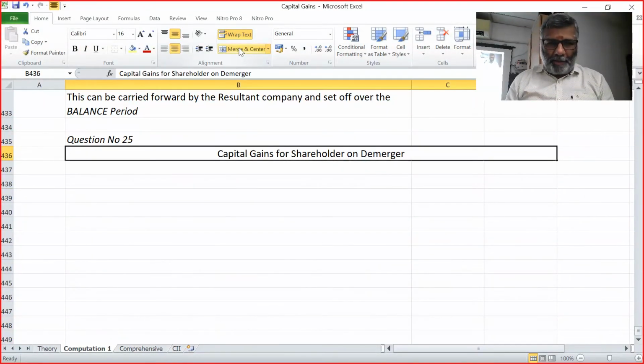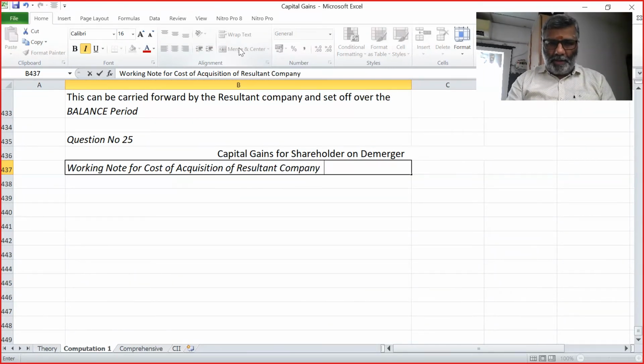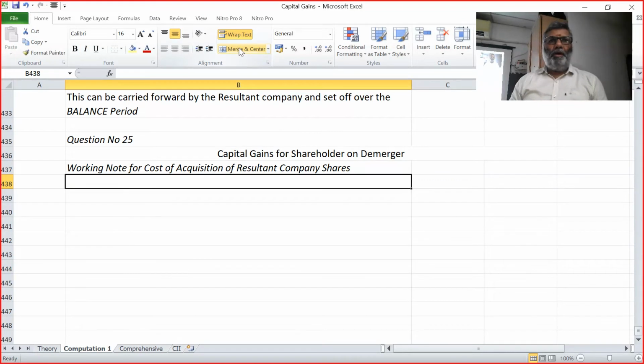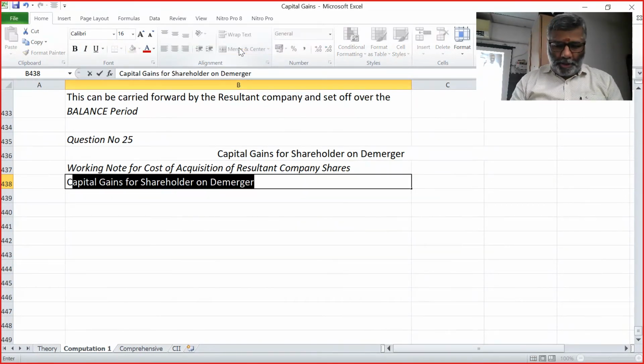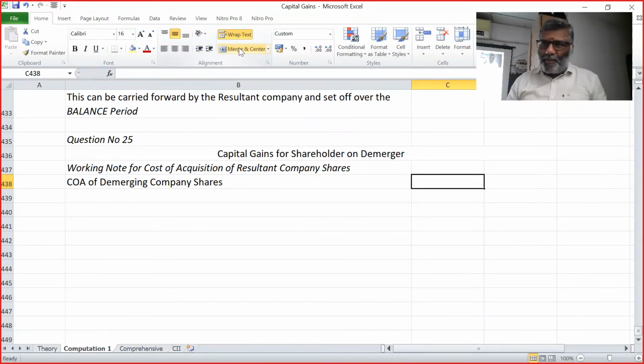Let me do the working note for cost of acquisition of resultant company shares. Cost of acquisition of demerging company shares: what is the price at which I purchased the demerging company shares? What is the price at which I have purchased the demerging company shares?